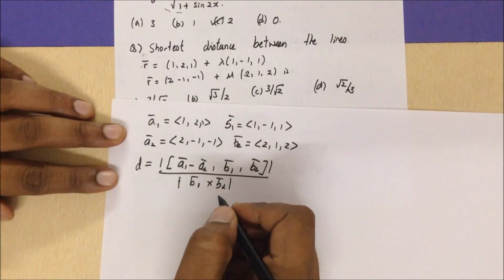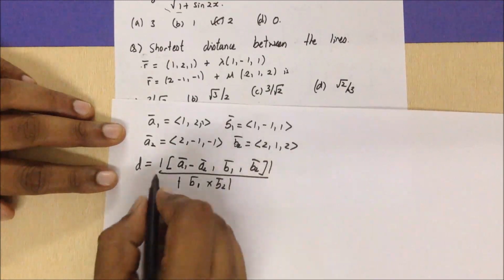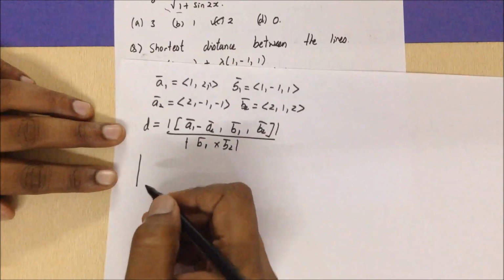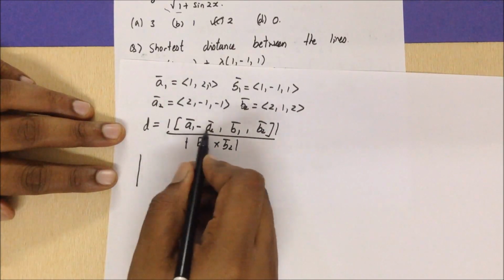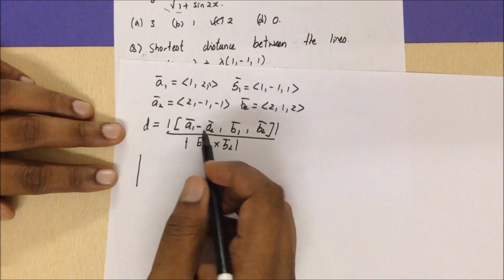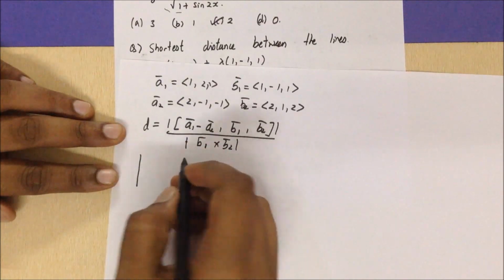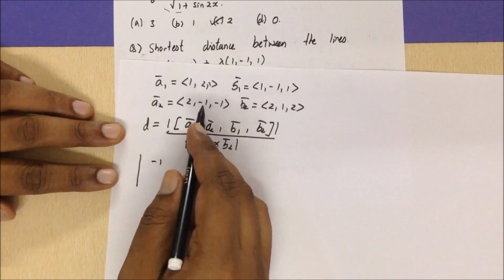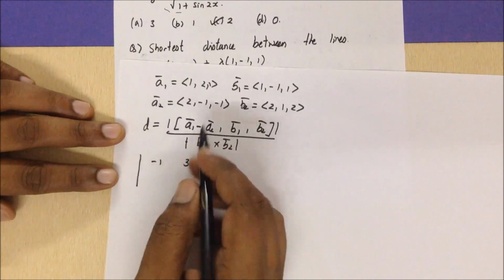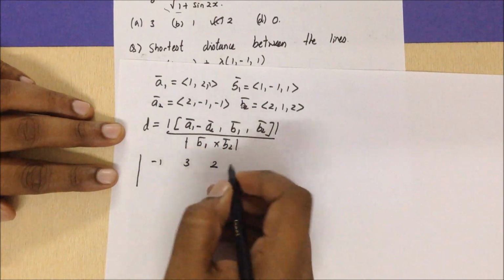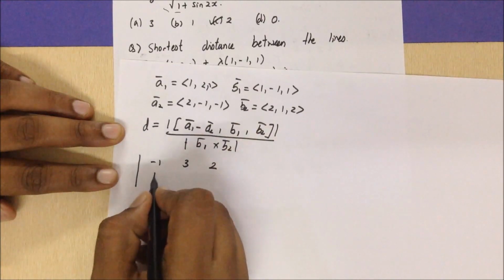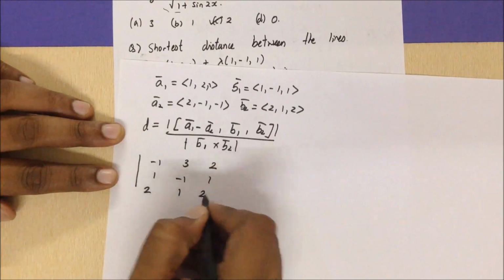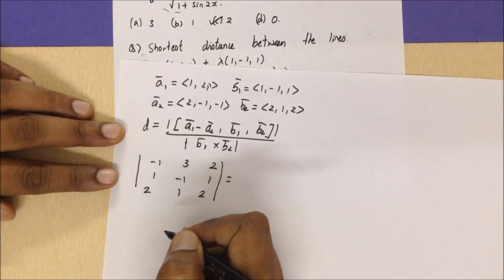So this particular formula you have to just remember. For this box product, what we have to do is find the determinant. So it's going to be the determinant of the terms, that is a1 bar minus a2 bar, which is nothing but the corresponding subtraction. So it's going to be 1 minus 2, that's minus 1. 2 minus of minus 1, that is 3. And 1 minus of minus 1, that is 2. b1 bar will be as it is, that is 1 minus 1 1, and b2 bar is 2 1 2. So we have to find this particular determinant.